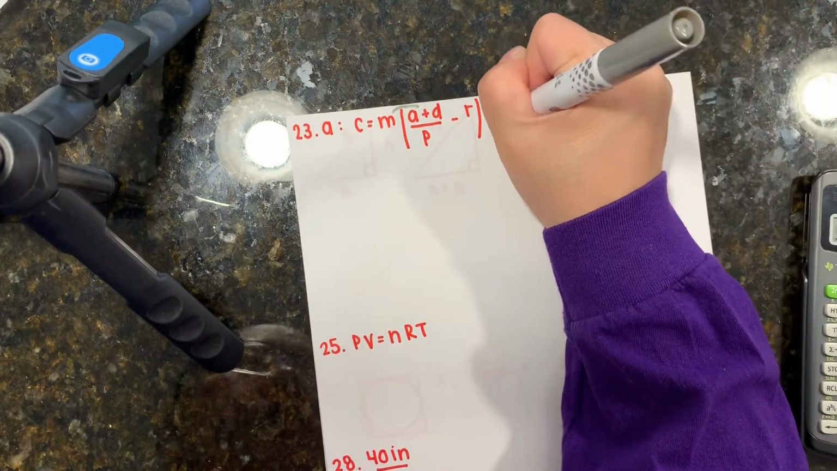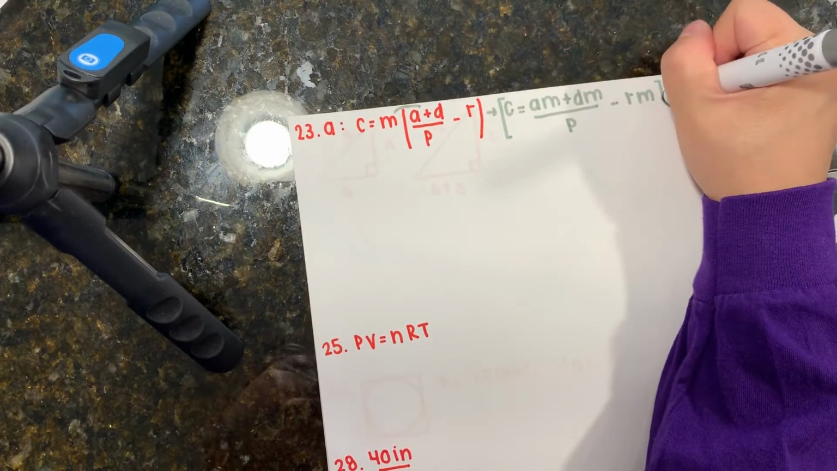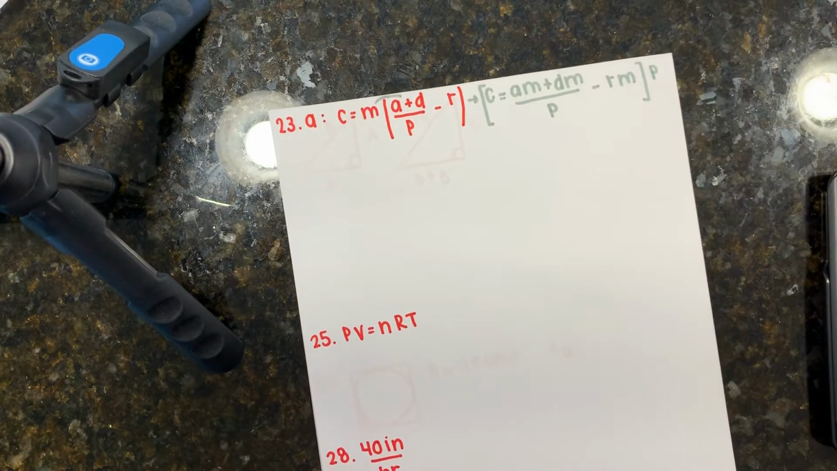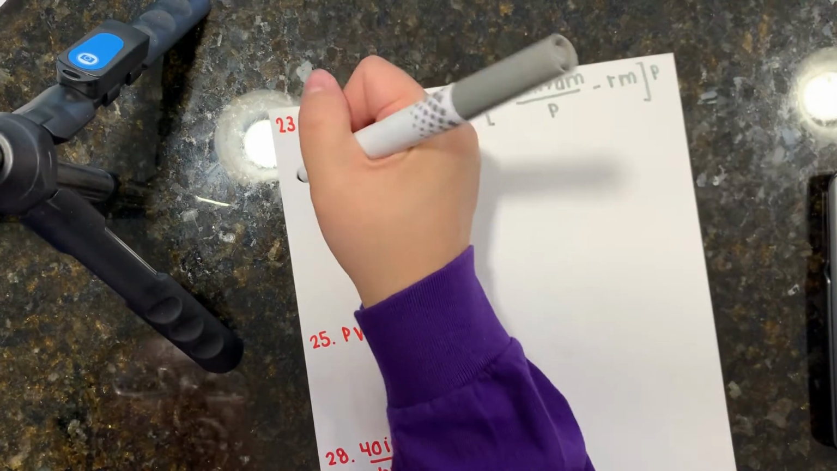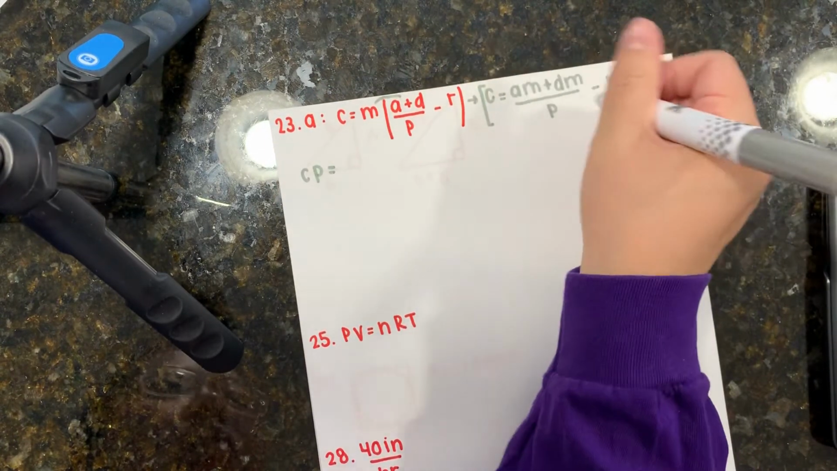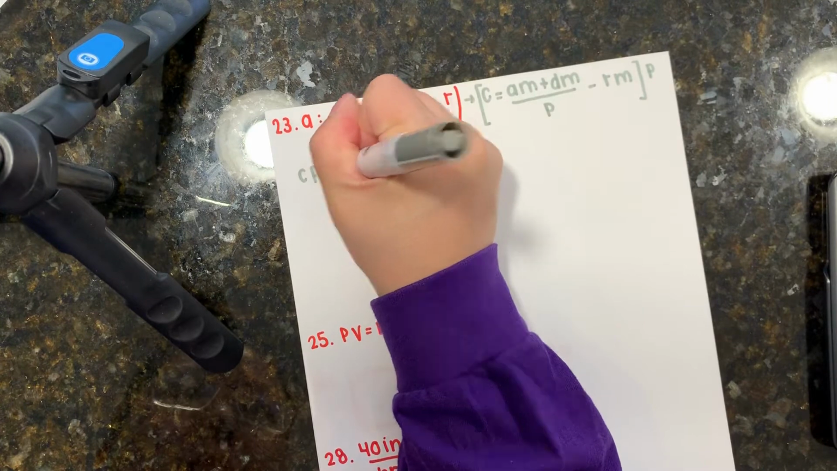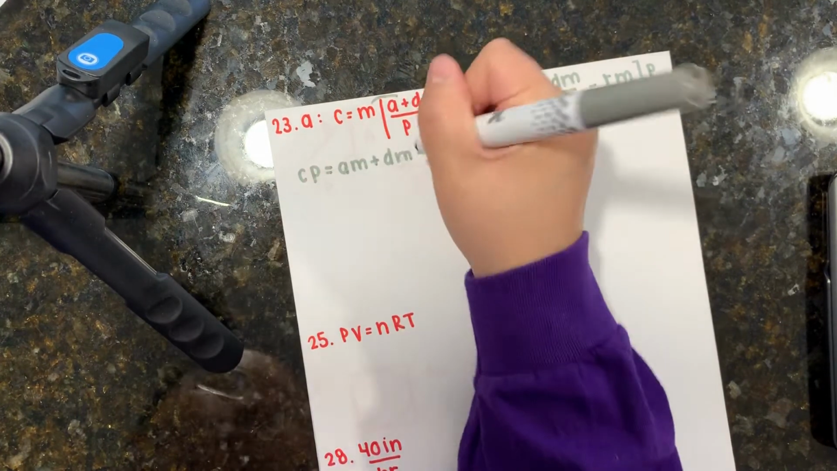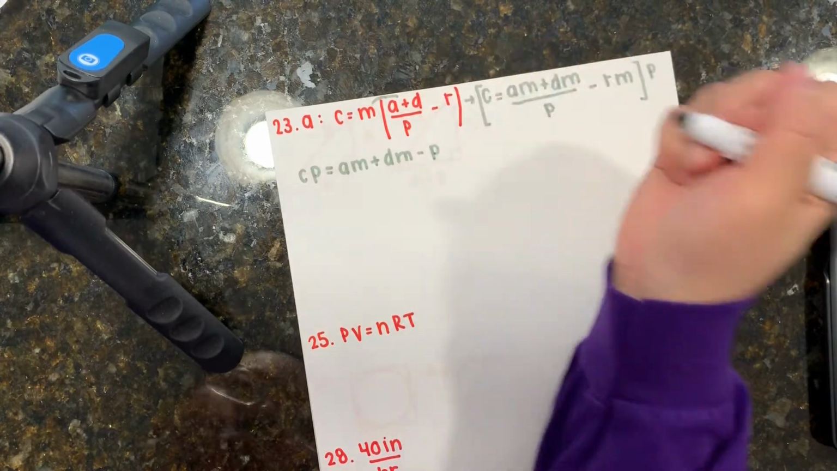Now for this one, since I'm trying to solve for A, I'm going to actually multiply this whole thing by the denominator so we no longer have a fraction. So I'm going to multiply the C times P, so that would be CP. When I multiply this by P, it would just be AM plus DM minus R or PRM.